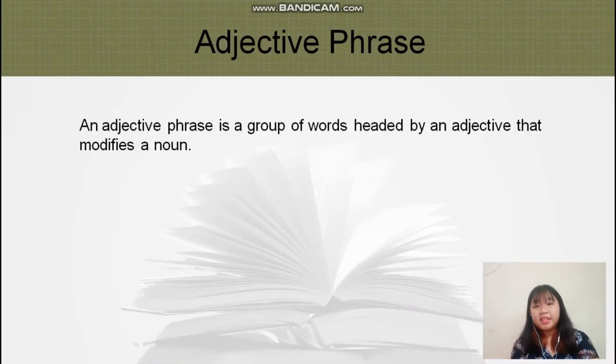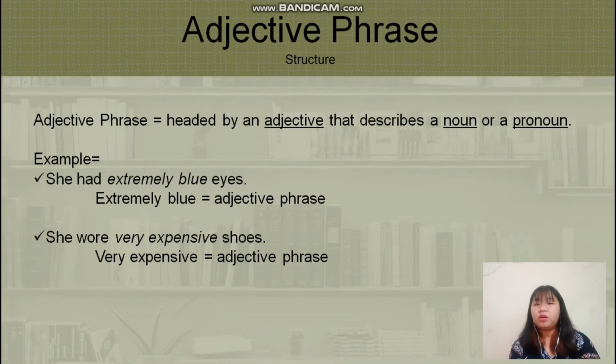The third phrase is adjective phrase. An adjective phrase is a group of words headed by an adjective that modifies a noun. So, now we look at the example. The first example is, she had extremely blue eyes. In this sentence, extremely blue is the adjective phrase. This adjective phrase describes the noun eyes. The adjective blue heads the adjective phrase.